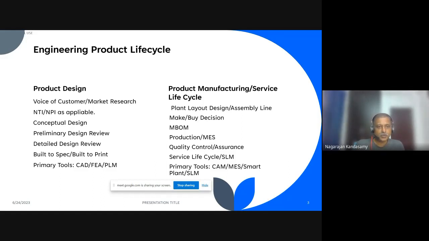And in terms of the tools usage, whatever we have covered so far for the product design, so CAD, the computer aided design, and FEA, the finite element analysis, and the PLM, the product lifecycle management. So these are the primary tools which are used in this stage of the product design. So I'll give a pause here just to check if there are any questions or any clarification required before I move on to the next phase, which is the manufacturing phase.